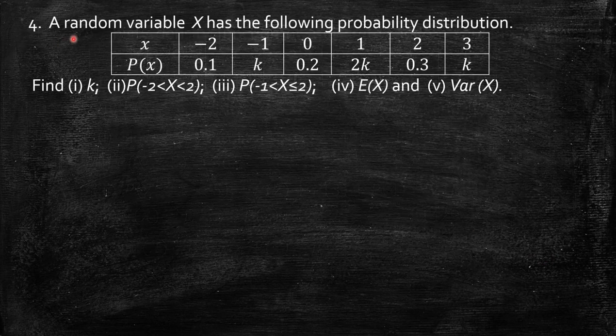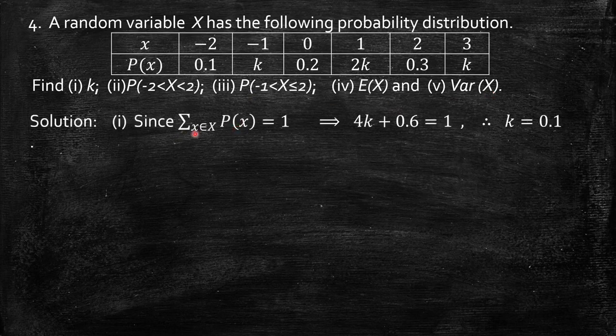Next, a similar type of problem. A random variable x has the following probability distribution. So x and the corresponding probability function, again some values are in terms of unknowns. Find k, then the probability of minus 2 less than x less than 2, the probability of minus 1 less than x less than or equal to 2, and the expectation and variance of x.